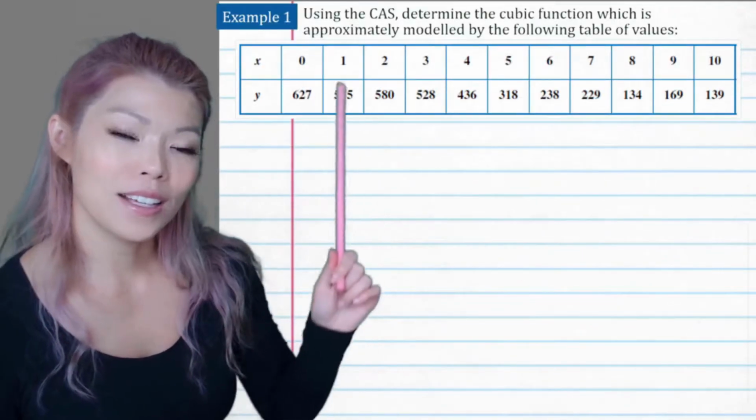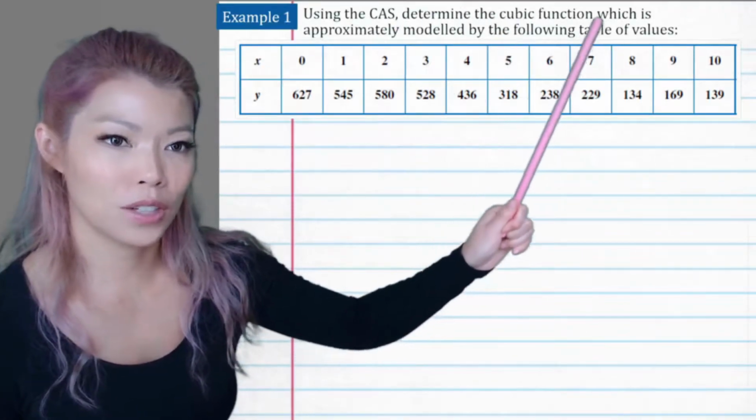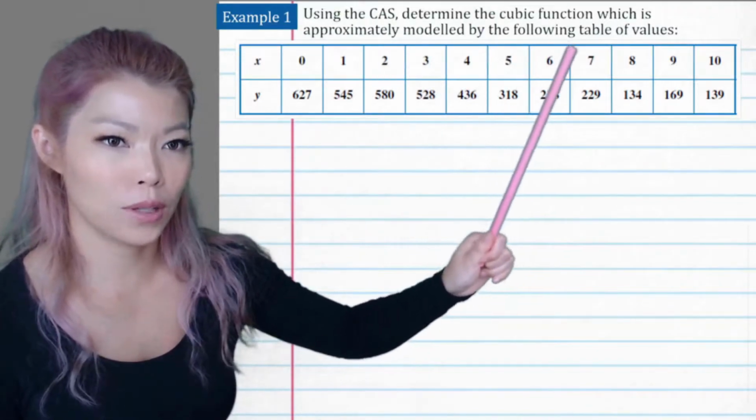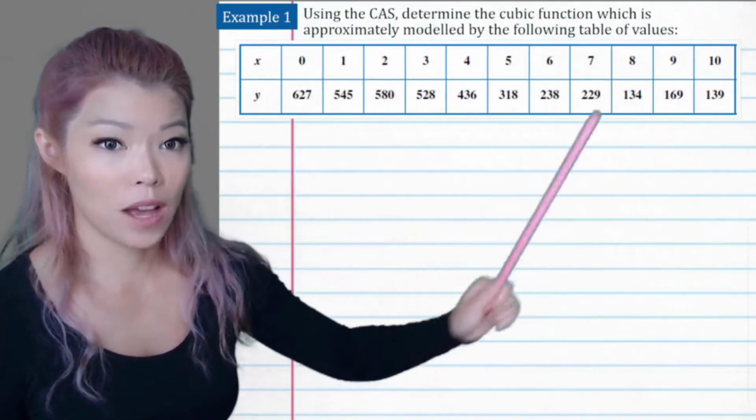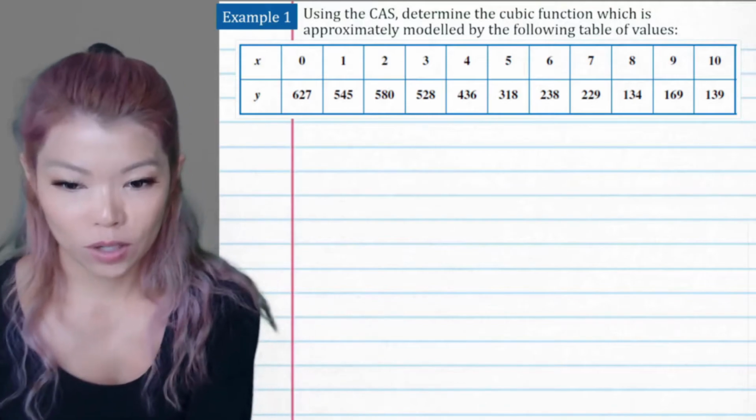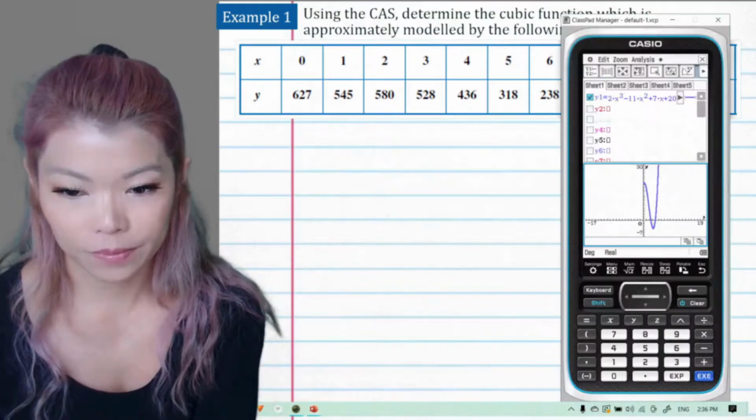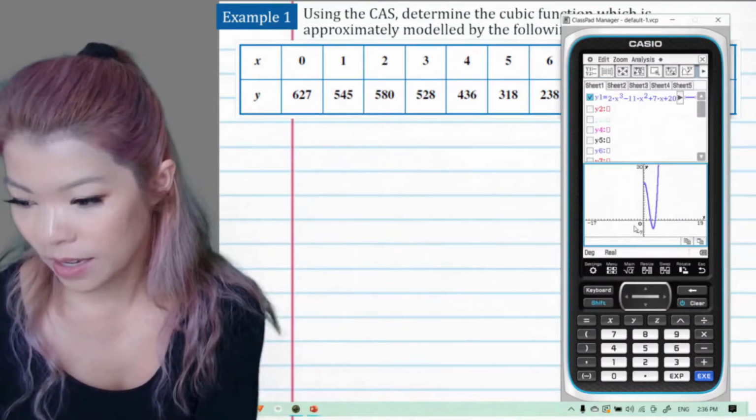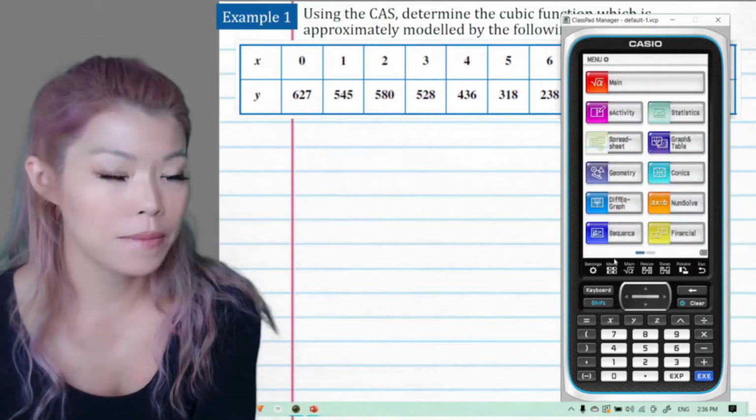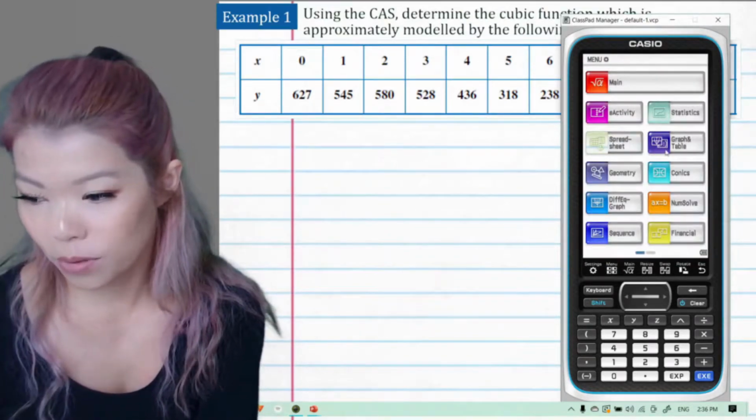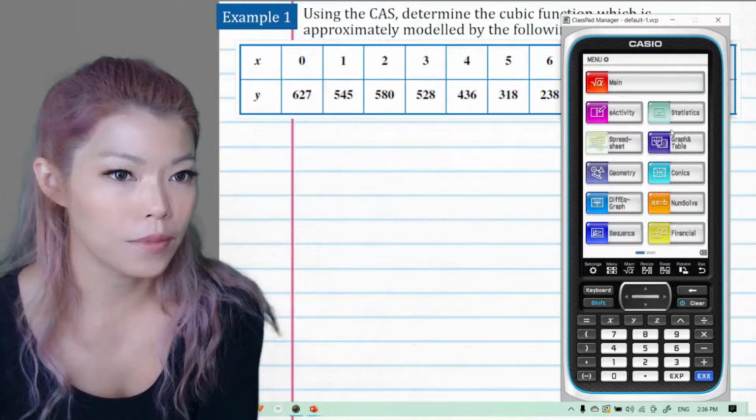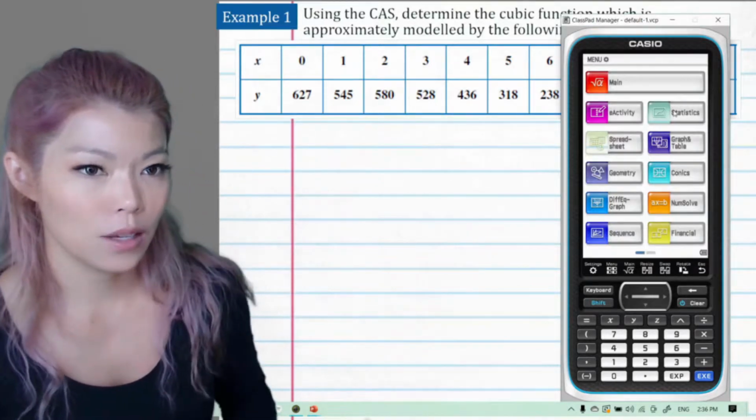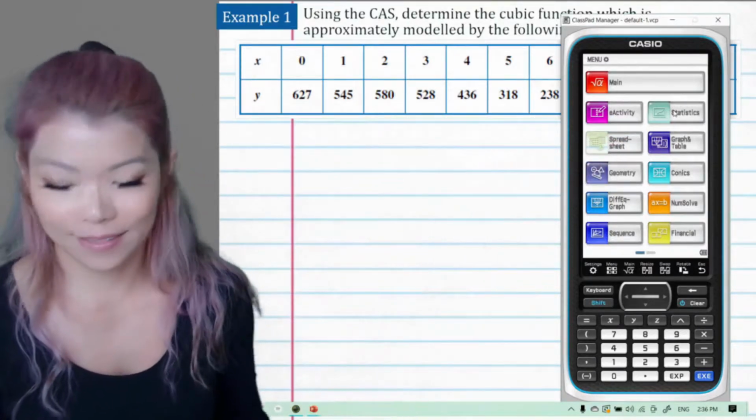Example 1. Using the CAS, determine a cubic function which is approximately modeled by the following table of values. So here we have a lot of values. So you would go to your CAS and then go to the main menu, and for this example we would not use graph and table, we use statistics. So that button over there.